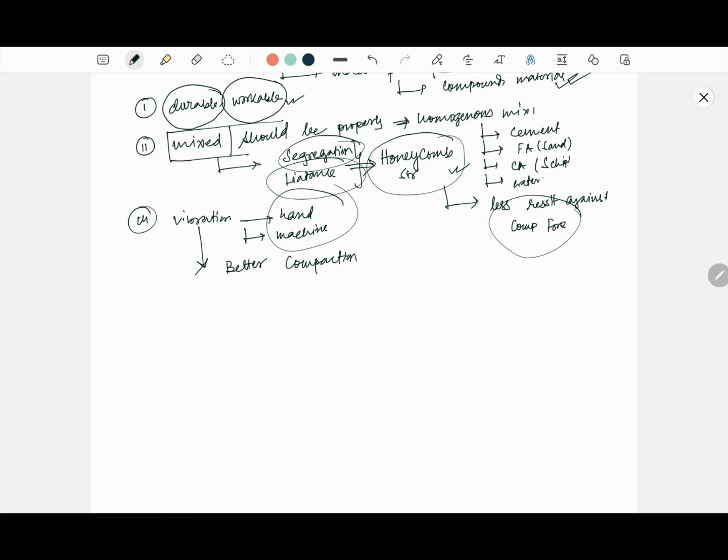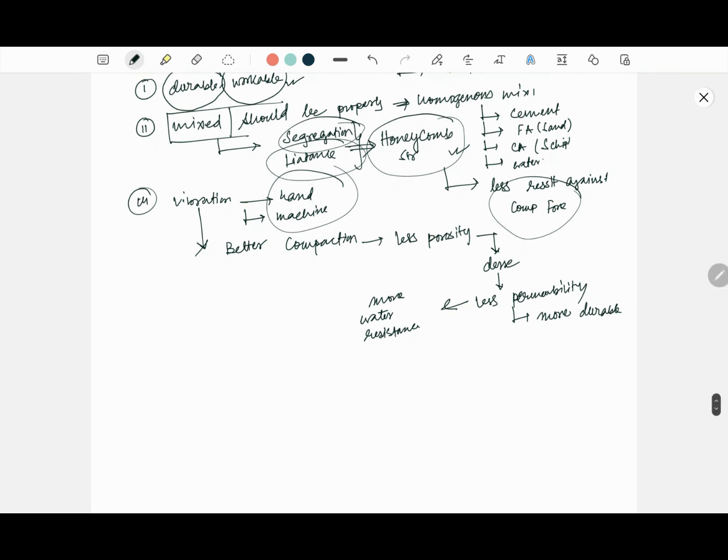If better compacted, then there is a chance of less porosity. If less porosity, then there is a chance of dense concrete, as well as less permeability. Less permeability means more durable, and less permeability means more water resistance. So that is why the second property is that we need better compaction to make it less porous, or prevent it from being porous.